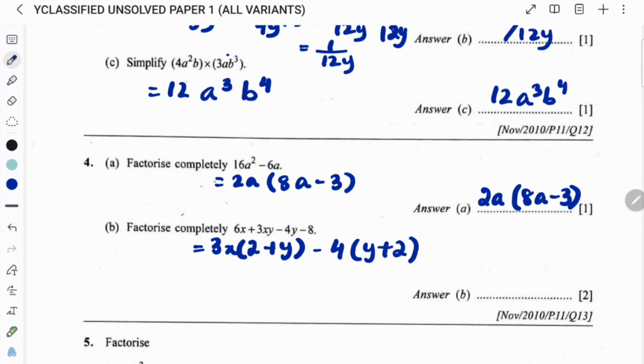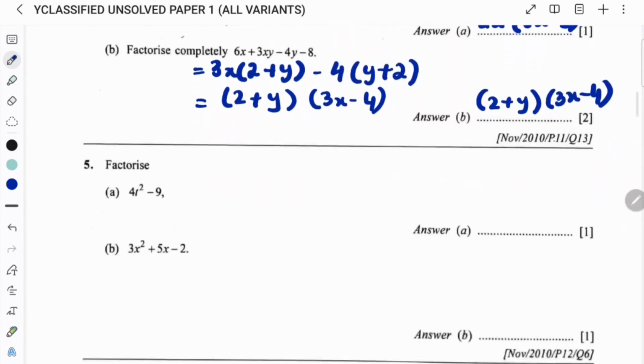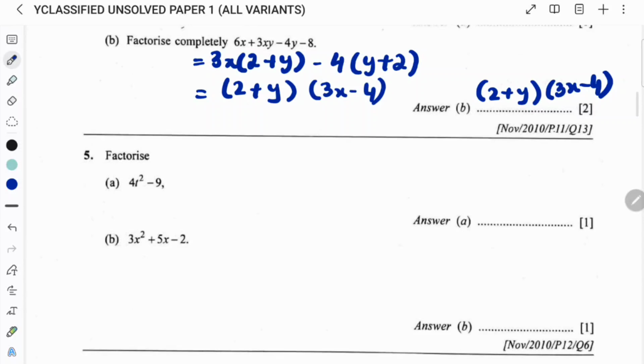Okay, y plus 2 and 2 plus y mean the same thing. So you just write down 2 plus y and 3x minus 4 in this question. So 2 plus y and 3x minus 4. Very easy question.